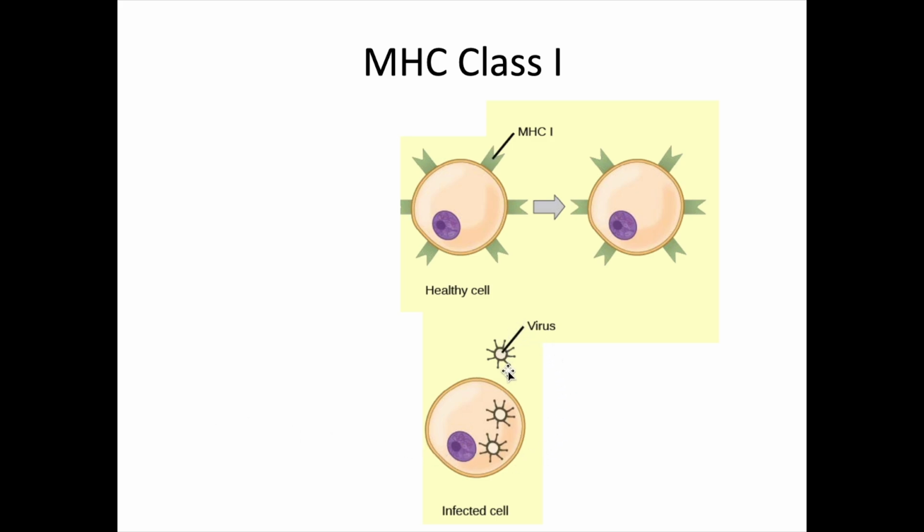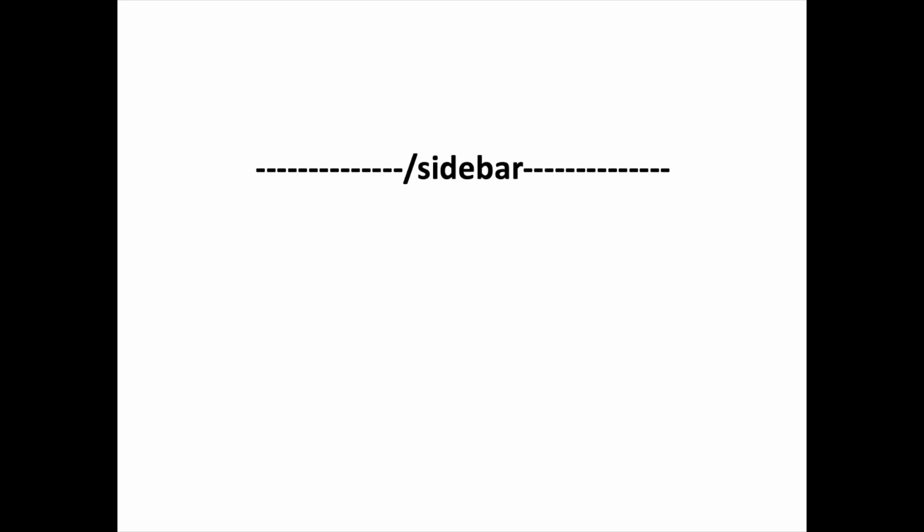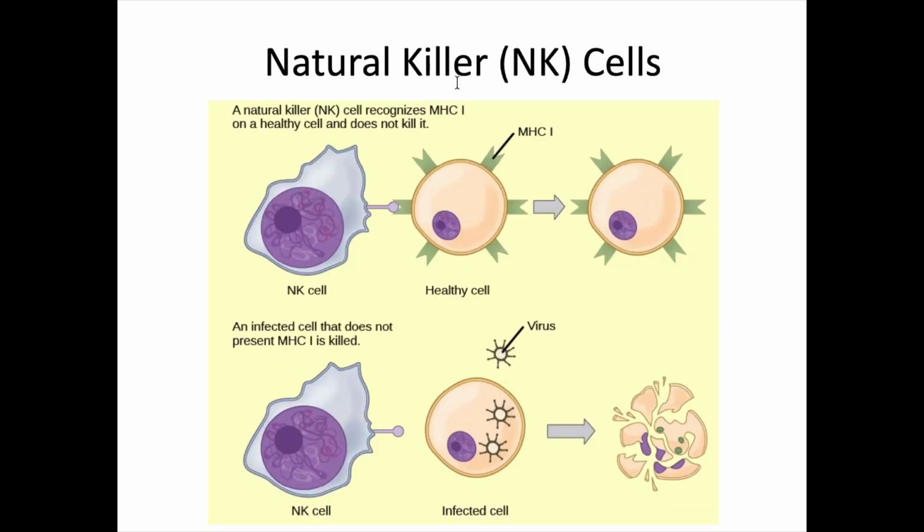And here's an example of a virus-infected cell that is no longer producing MHC1. So it's not sharing its work with the rest of the class. It's not showing what it's been working on. So obviously we know there is something wrong here. End of sidebar. Now we bring in the leukocytes that are going to deal with this. They are called natural killer or NK cells, and they patrol the body searching for the presence of MHC1. Here's a healthy cell, has normal MHC1, go about your business.